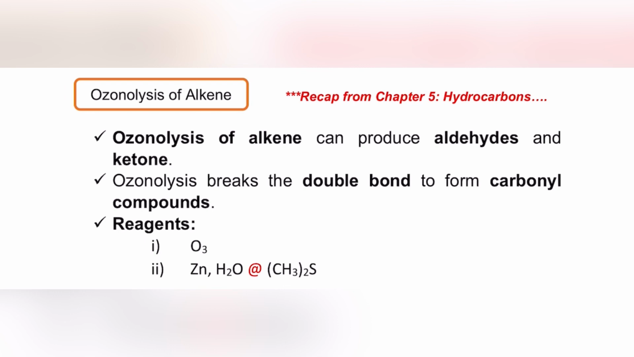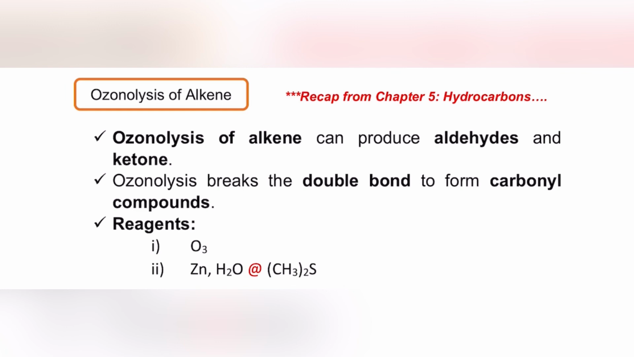Next, we go for the last reaction to prepare the aldehyde or ketone. We are going to use ozonolysis of alkene. This is what you are going to recap from chapter 5. Ozonolysis of alkene can produce aldehydes and ketones. It depends on which kind of alkene that you have.